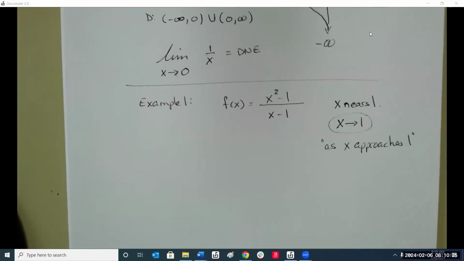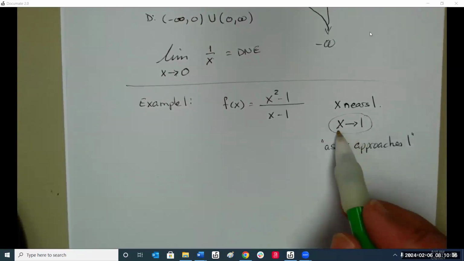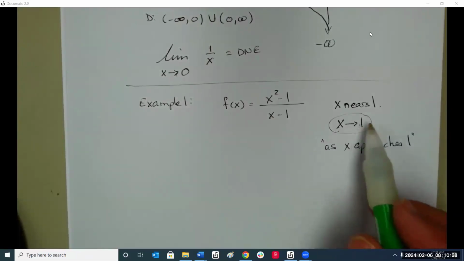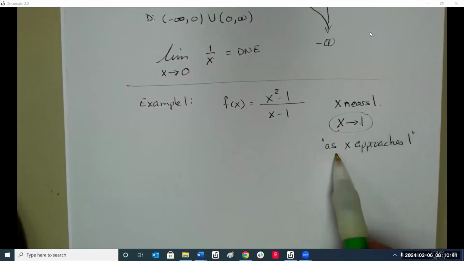Remember, mathematics is a language. We have to use the same language everybody else uses, because if you're going to communicate to anybody in mathematics, it better be in the same language. So we read this as, you can't say x point the arrow 1. It says as x approaches 1. So what do you think happens to this function?